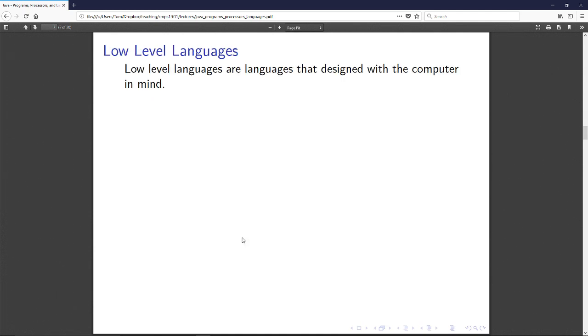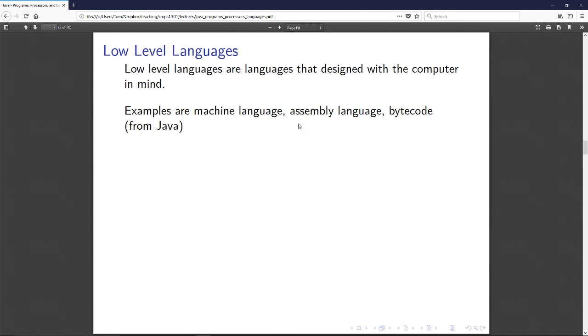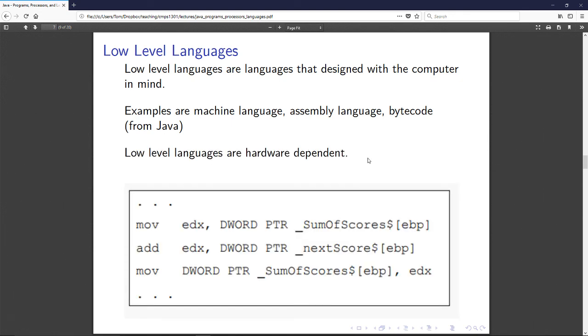All right, so low-level languages are languages that are designed with a computer in mind. An example would be the machine language that we just looked at. A couple of other examples are assembly language and bytecode, and bytecode is actually from Java. The thing about low-level languages is that they are usually hardware dependent. It depends on what kind of computer you're running them on. They're different for different types of hardware.